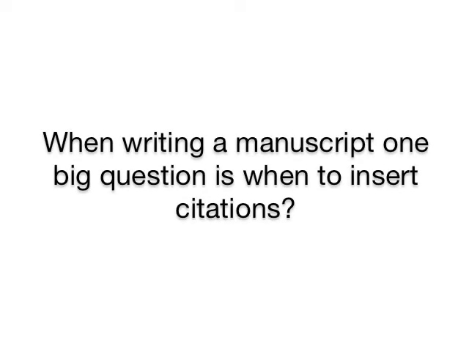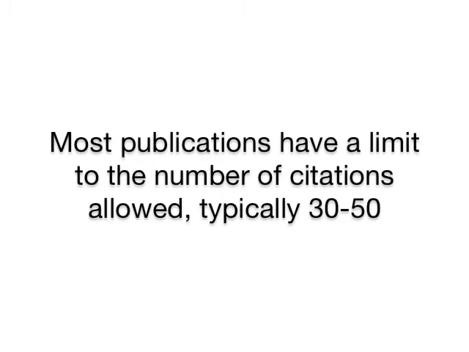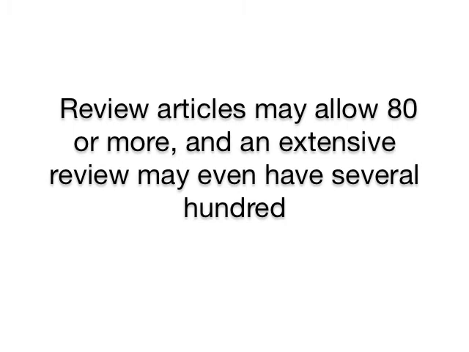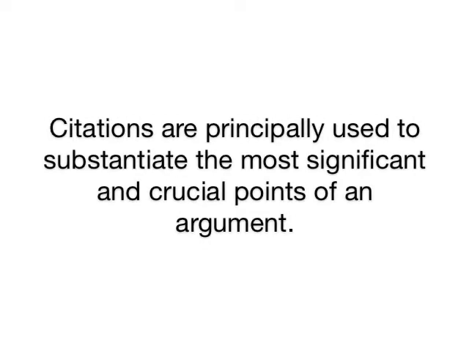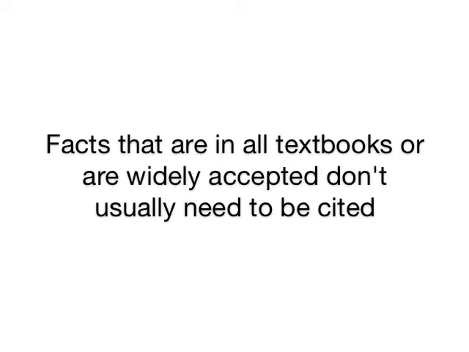When writing a manuscript, one big question is when to insert citations. Most publications have a limit to the number of citations allowed, typically 30 to 50. Review articles may allow 80 or more, and an extensive review may even have several hundred. Citations are principally used to substantiate the most significant and crucial points of an argument. Facts that are in all textbooks or are widely accepted don't usually need to be cited. No one ever cites Watson and Crick 1953 when talking about DNA.